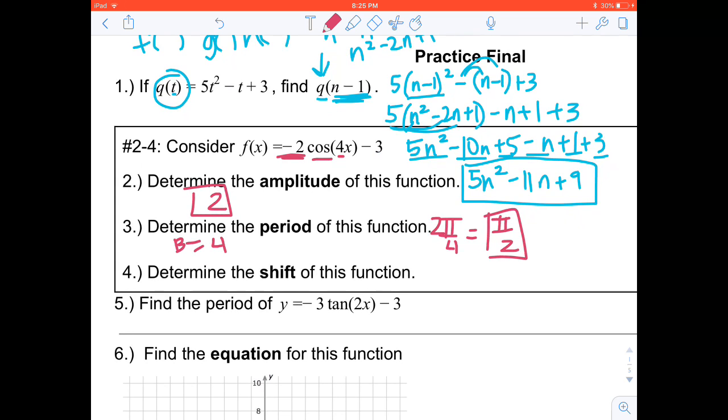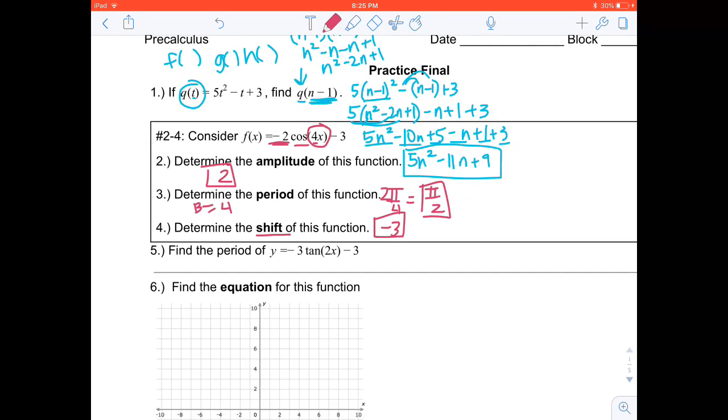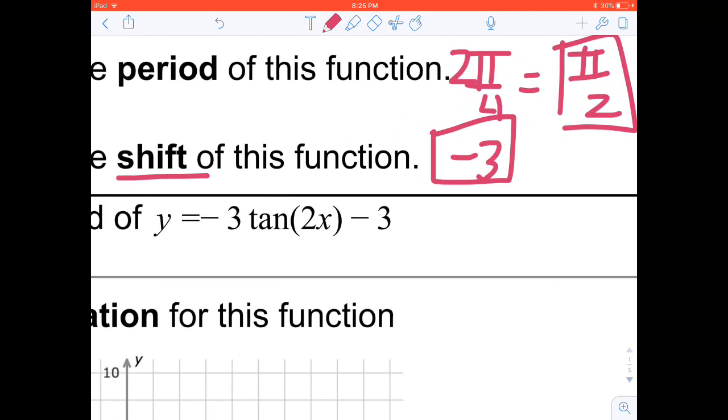And then for this last one, we're going to determine the shift of this function. Doesn't say vertical or phase shift, but if you look here, there's actually no phase shift. We're not adding anything inside the parentheses. So it's really just our vertical shift, which is negative 3. Okay, so that takes care of 2 through 4. Number 5, we're finding the period of a tangent function. So instead of 2 pi, like sine and cosine, tangent period is going to be pi divided by b, or the absolute value of b. In this case, our b is 2, so our period is going to be pi over 2.